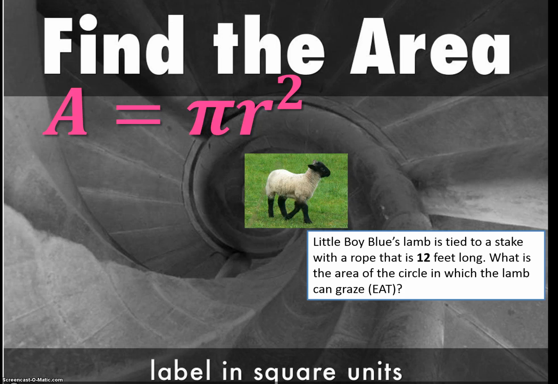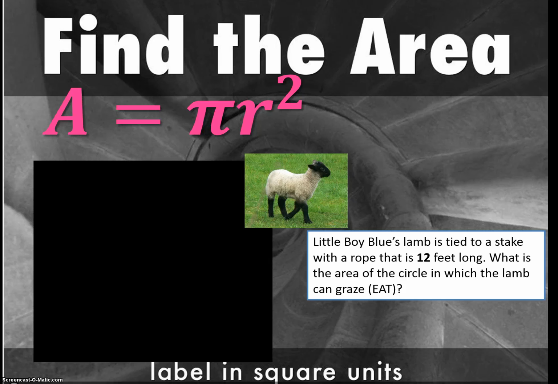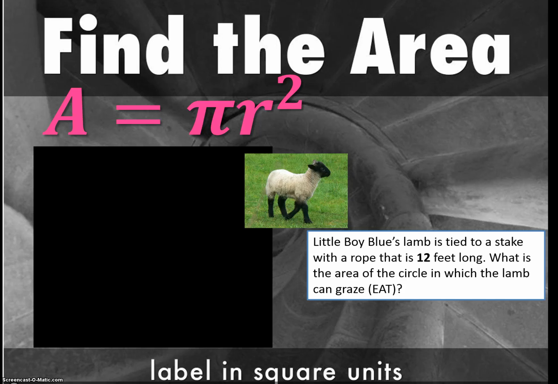So Little Boy Blue, I don't know if you know that story, but Little Boy Blue lost his sheep and his cattle are in the corn. Something like that. Anyway, if Little Boy Blue's lamb was tied to a stake with a rope that was 12 feet long, what would the area of the circle be?